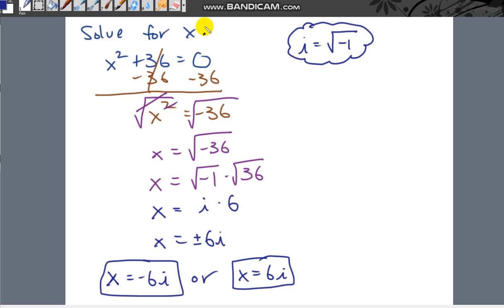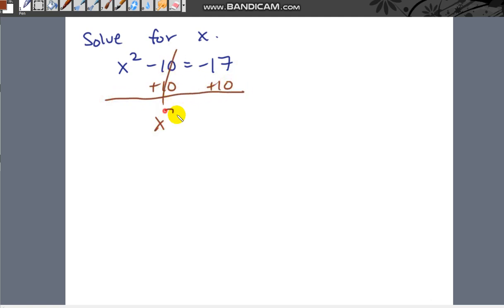Okay, let's try something else. Same idea: let's say we were to solve for x, given x squared minus 10 equals negative 17. What I see here is we can add 10 to both sides. We get x squared equals negative 17 plus 10, which is negative 7. Next, we want to get rid of this square, so we take a square root. The square root cancels with the square, and we get x equals the square root of negative 7.